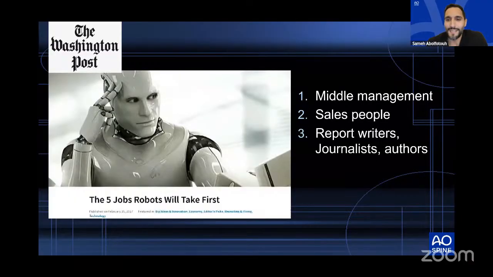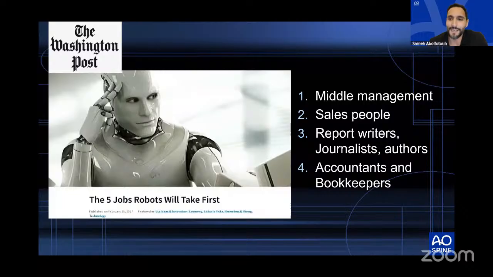Salespeople, that kind of makes sense. Reporters, bookkeepers, as long as it keeps out of prison, I don't really care if it's a robot. But the ones that we obviously should care about are doctors. And that's obvious every single day with the technologies coming with AI and robotics.